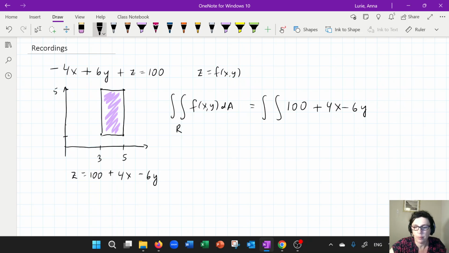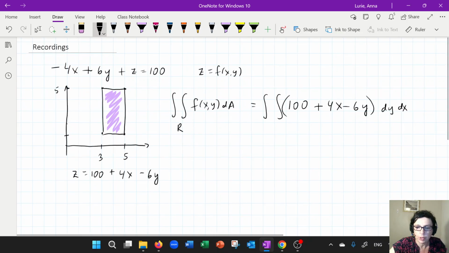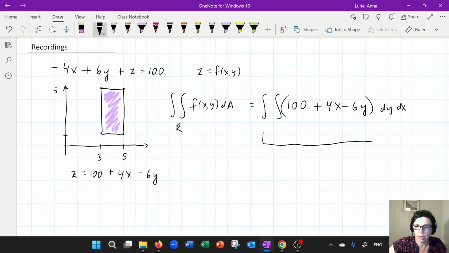And I'm going to set it up, obviously, as a type 1 region because it's always easier to do type 1 unless there is a reason. And here you have a rectangle anyway. So the outside limits, so this is very important, are going to be the x limits, right? So x will change from 3 to 5. That's going to be 3 to 5 over here. And then the y limits are the inside limits, right? Because I am doing dy dx in that order. So that will be from 1 to 5. So here it's going to go from 1 to 5.